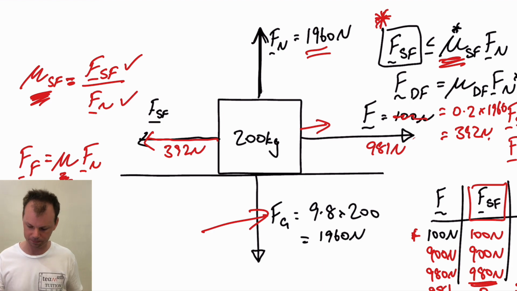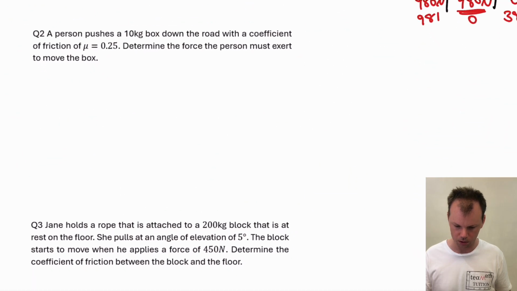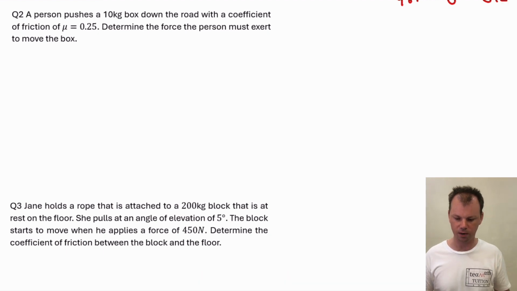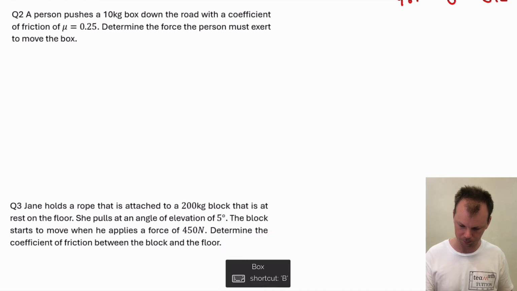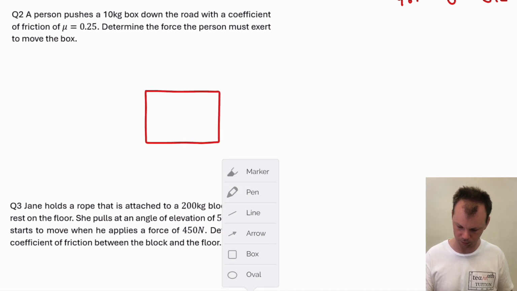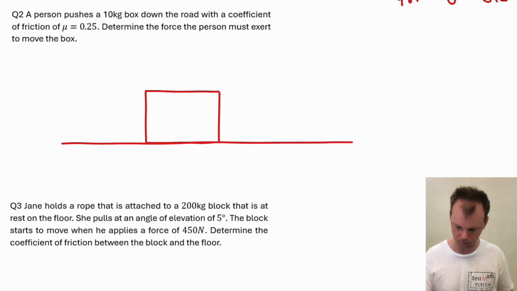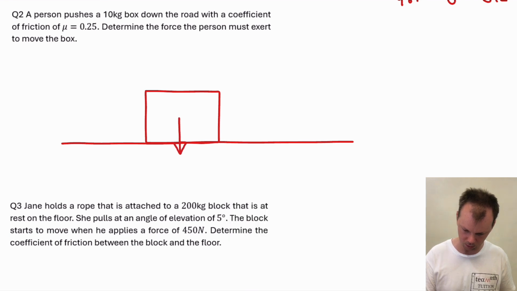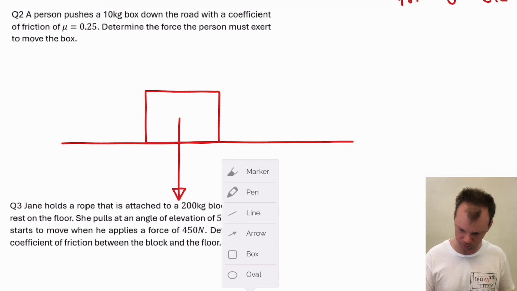So let's have a look at a question. A person pushes a 10 kilogram box down the road with a coefficient of friction of 0.25. Determine the force the person must exert to move the box. And when we're talking about this, if it's not otherwise stated, we're talking about a horizontal force that we're applying to the box. So let's draw a diagram. Here we've got a flat surface. Okay, a person pushes a 10 kilogram box, so we've got our gravity force.